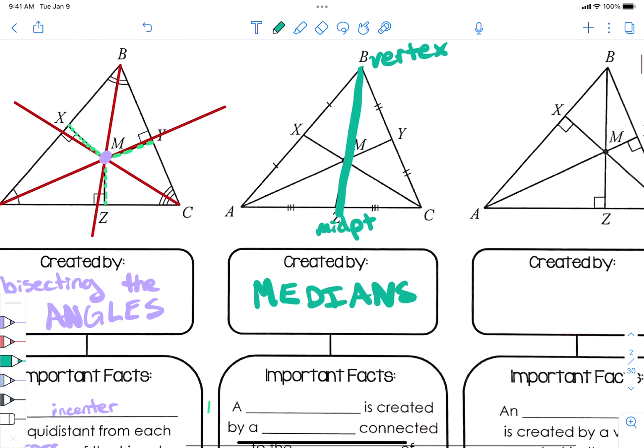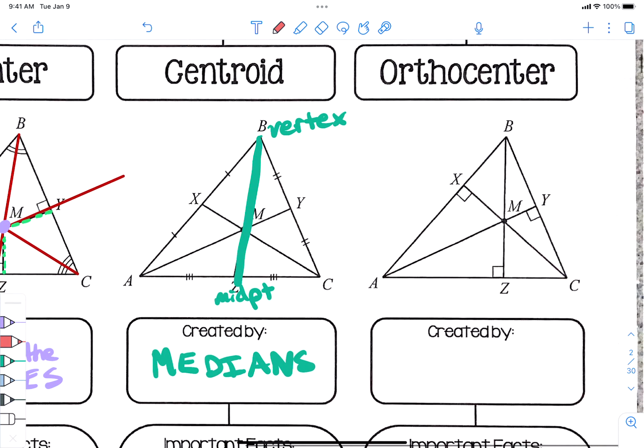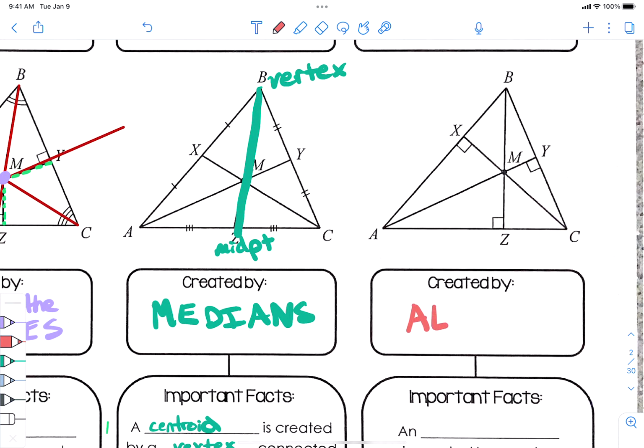Okay? Let's go down to the box. Important facts: a blank is created by a blank connected to the blank of the opposite side. A centroid is created by a blank connected to the blank of the opposite side. Midpoint? Okay, so midpoint's going to be the last blank, the midpoint of the opposite side, but what? Vertex. Vertex connected to the midpoint. It's going vertex to midpoint, vertex to midpoint. Good? Perfect. Okay. All right, last one is orthocenter. He's created by doing the altitudes.